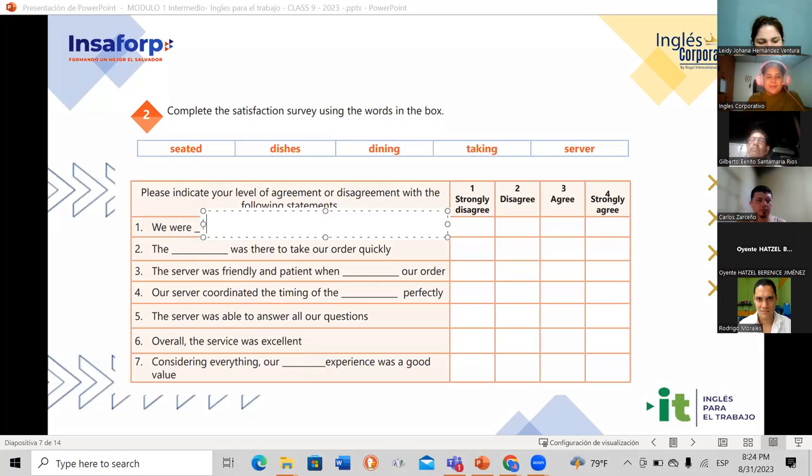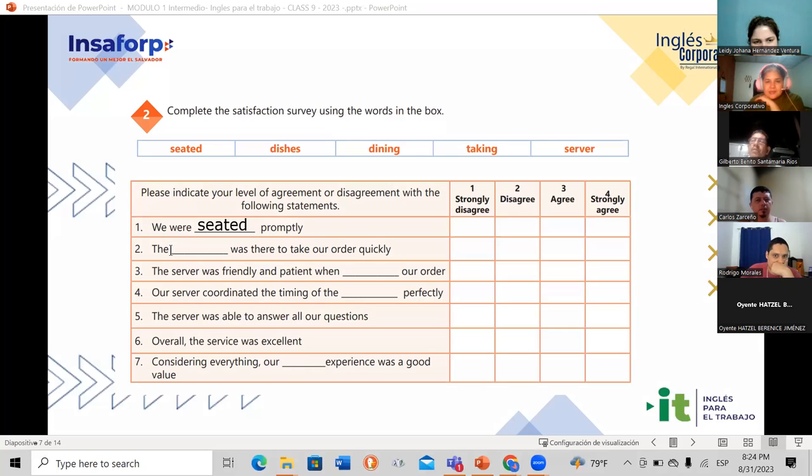Okay, we will be seated promptly. Okay. Number two. What does promptly mean, Tisha? Is it near, or is it fast? It depends on the context. The meaning can be really fast, or near someone. Ah, okay.